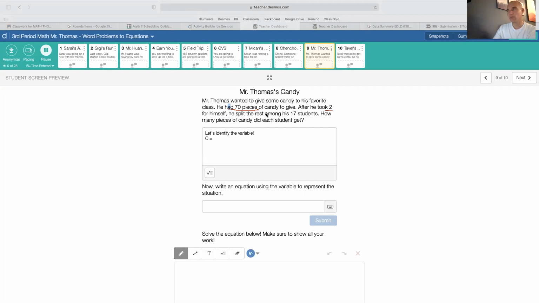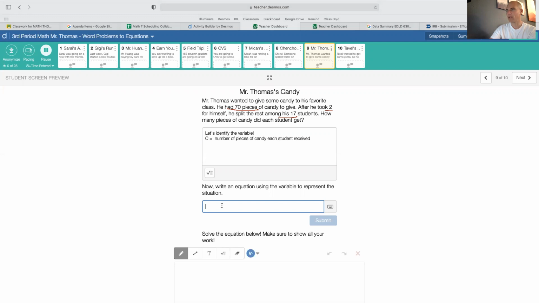All right, so he took 2 for himself, and then he split the rest among his 17 students. So we're probably going to wind up dividing by 17 to figure out how much each student got. So how many pieces of candy did each student get? I think that's the thing we need to represent with a variable, right? We're trying to figure out how many pieces of candy each student got, and they never told us that in the question. So I'm going to let C be the number of pieces of candy each student received. I probably just spelled received wrong. I always get that one wrong.